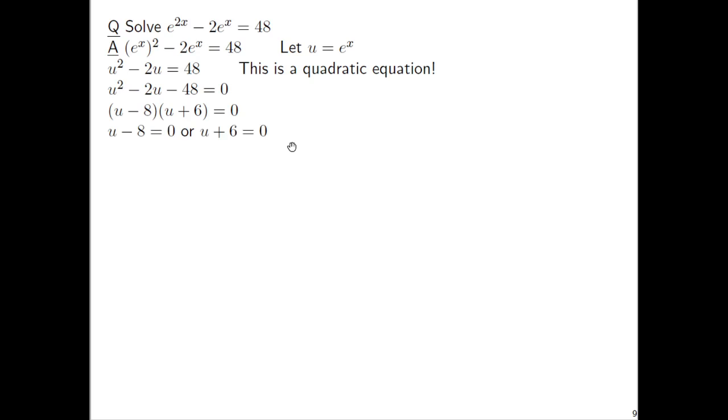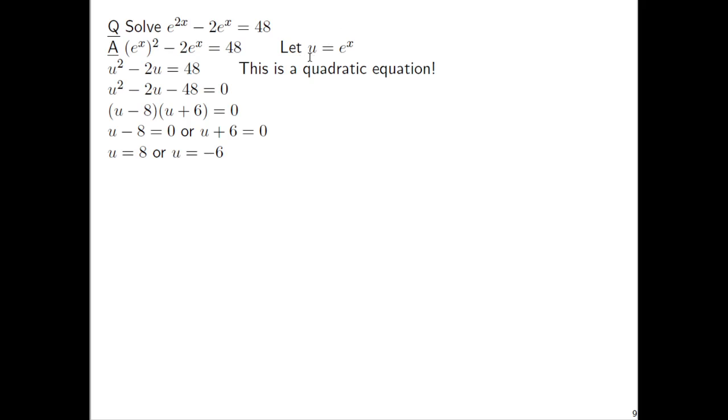Okay, u minus 8 equals 0, or u plus 6 equals 0. Don't forget the word or when applying the zero product property. Now we have these tiny little equations to solve: u equals 8 or u equals negative 6. So we added 8 to both sides of the first equation. We subtracted 6 on both sides of the second equation. Now that we've solved for u, we've got u by itself in each.